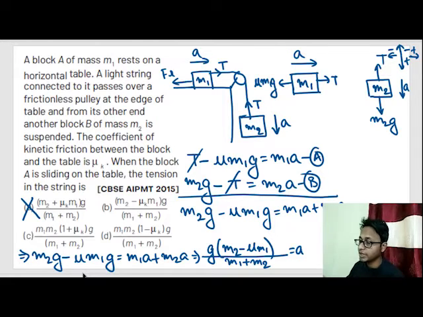Why? The question is asking for the tension in the spring. This is the category of silly mistakes. 60% of the time you won't be able to identify the question, 35% of the time you won't be able to remember the formulas, and 5% of the time this error happens. And this is one of those 5%. They are asking for the tension. So we obtained the value of acceleration. Now take this equation B again.